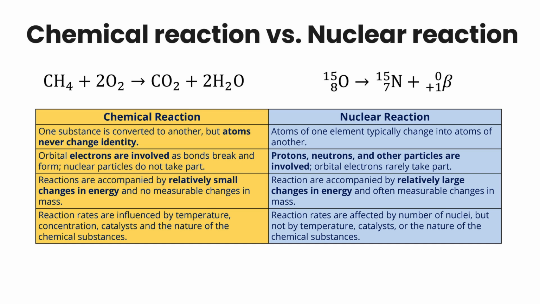Okay. And finally, reaction rates. Temperature, concentration, affect chemical rates. Right, catalysts too. But nuclear reaction rates, they pretty much just depend on how many radioactive nuclei you have. Temperature, pressure, catalysts, they don't really care. So it's an intrinsic property of the nucleus itself. Exactly. These differences show we're dealing with something fundamental, operating at a much deeper level of matter. It's why the applications and implications are so profound.